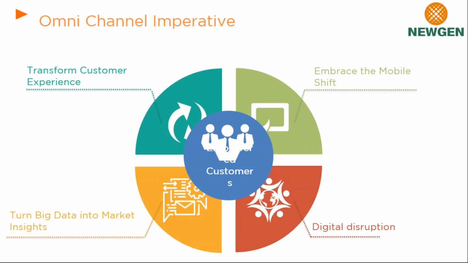Digital disruptions, to name one, is Uber. Uber does not hire or own any drivers or cars, but in turn its revenue is more than the total revenue of Enterprise or Avis or Budget. So digital disruption is one of the key imperatives that is driving omnichannel. Big data into market insight.